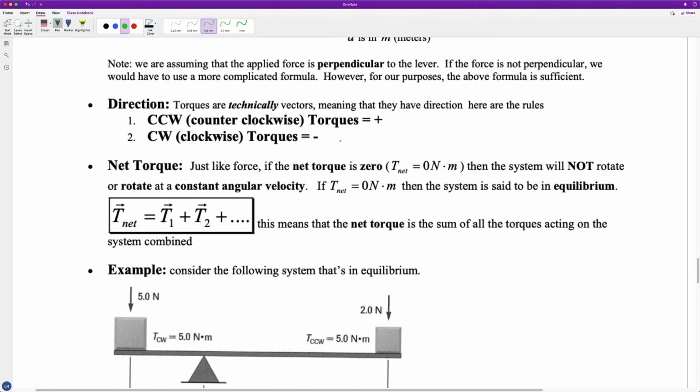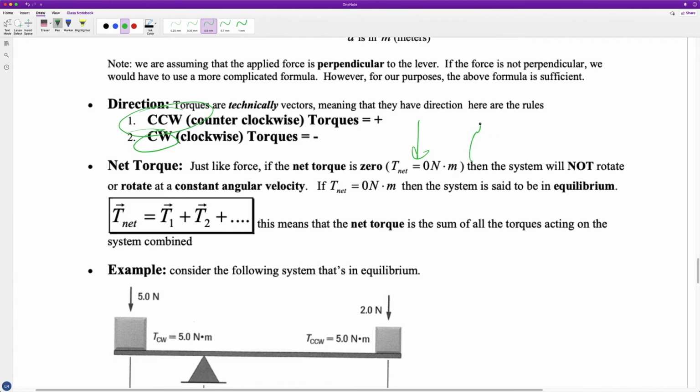So here are the rules. Counterclockwise rotations are associated with positive torques. Clockwise rotations are associated with negative torques. So for anyone who's actually ever turned a bolt, righty-tighty, lefty-loosey. So when you rotate clockwise, that tends to cause your bolts to move downward.